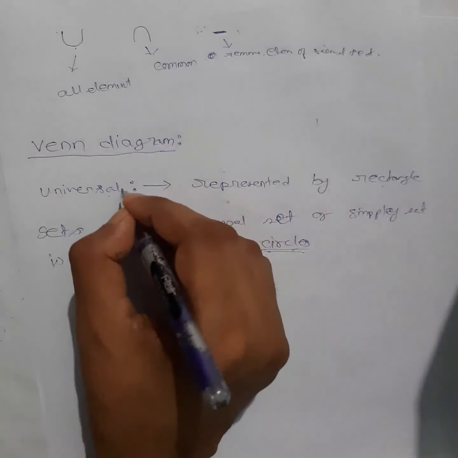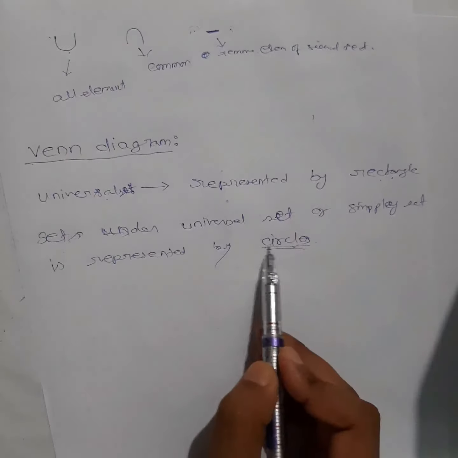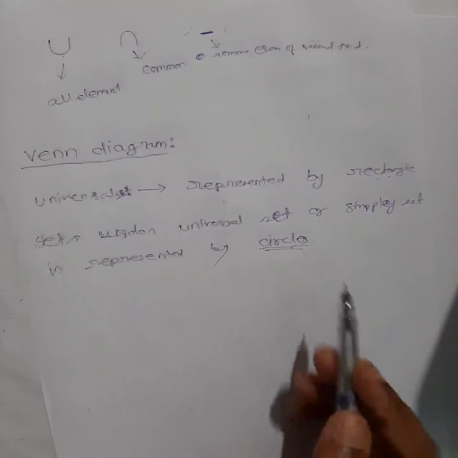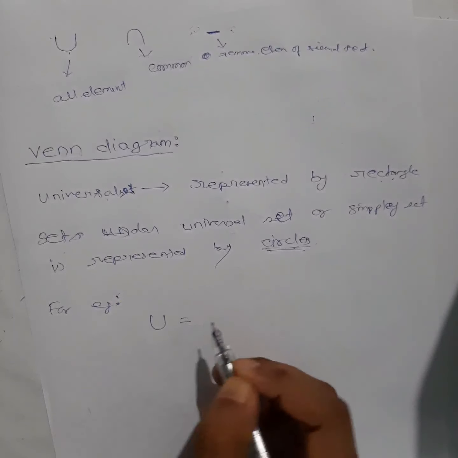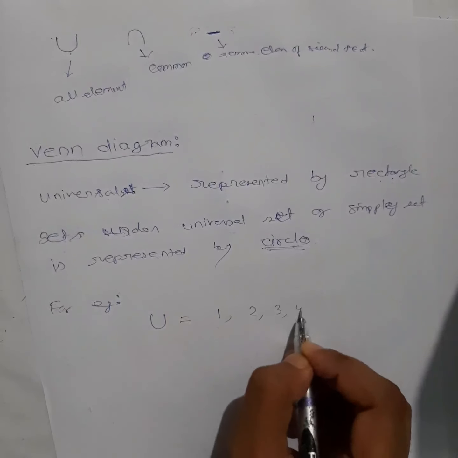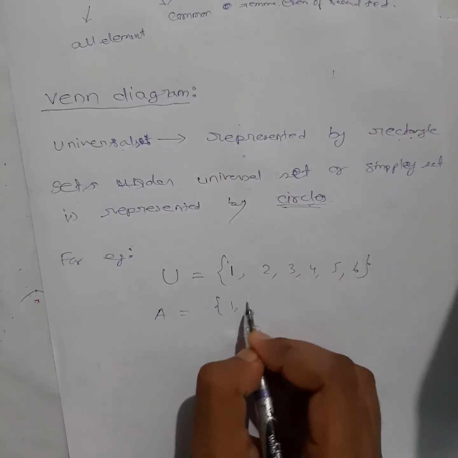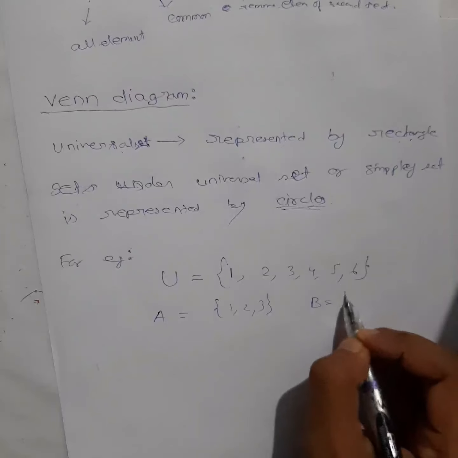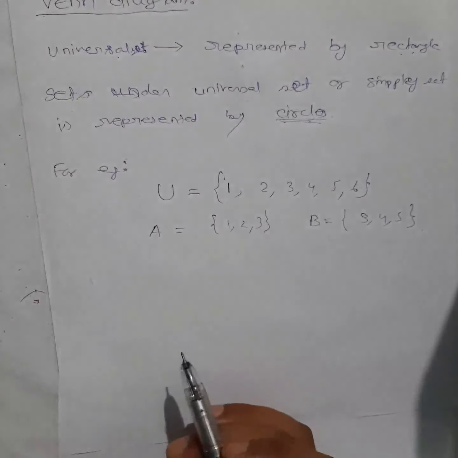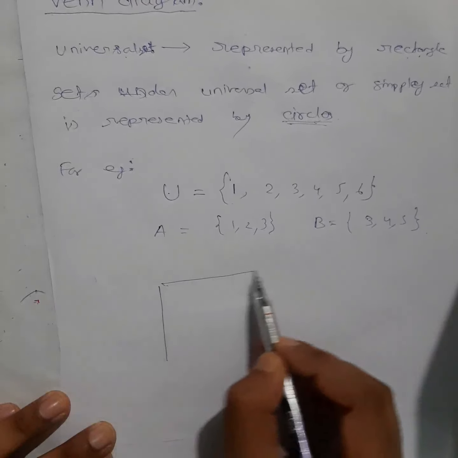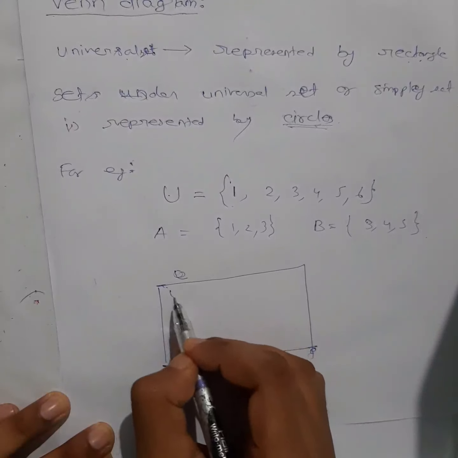For the universal set we use a rectangular diagram, and for a simple set, if you have any kind of set, we represent it with circles. So for example, suppose I have taken the universal set as 1 2 3 4 5 6, and under this I have considered some sets, say A as 1 2 3, then B as 3 4 5. How will I represent this in a diagram? First, the universal set is always represented with a rectangular shape, like this. I will mention this as U.